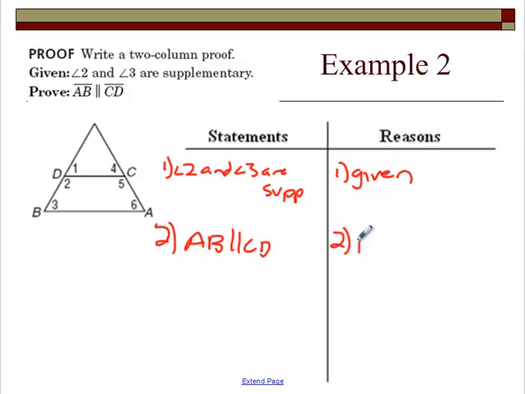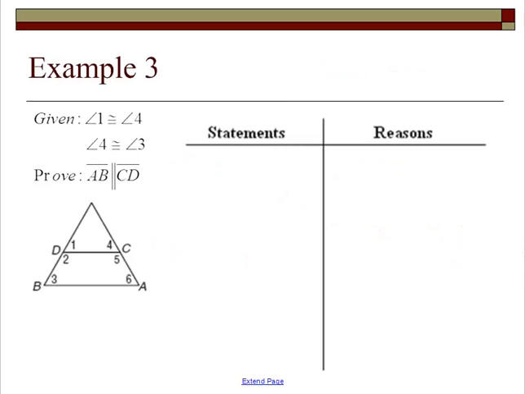Because last time we did if parallel, but I don't know parallel yet. I'm proving parallel. So if same side interior angles are supplementary, then parallel. You have to write them in order. Step 1 is your if, step 2 is your then. And we're done. These are going to be 2-step proofs today for the most part.